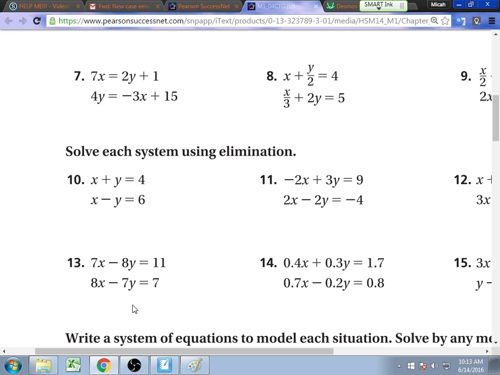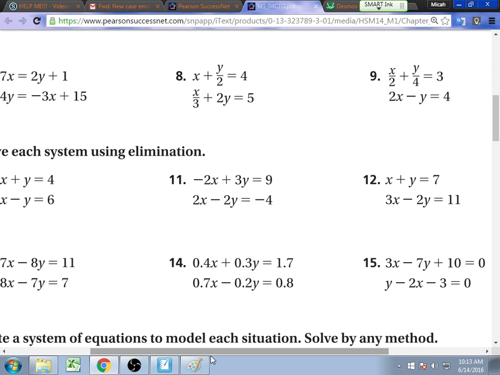Any other questions? Kind of one question I have is with 13, it's kind of weird how I don't really know how you would set up this. Let me see if I can find a similar problem.